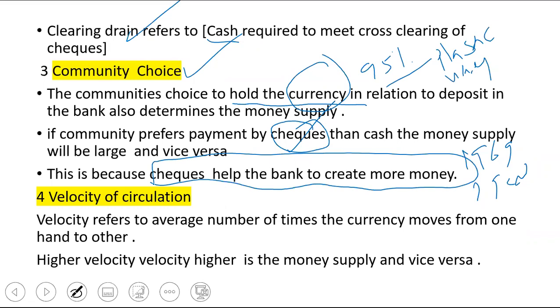Then comes velocity of money. What is velocity of money? Very easy.